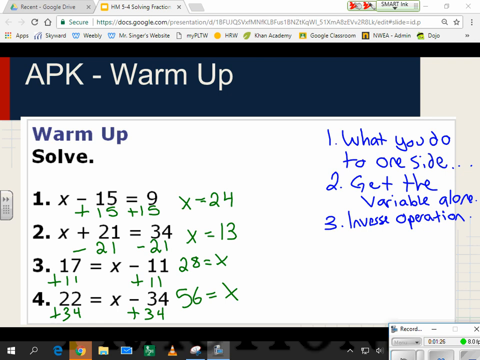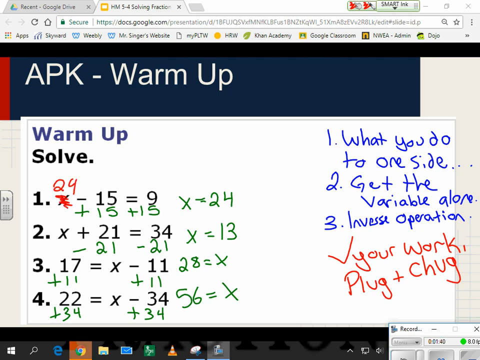So remember, to check your work, all you have to do is plug and chug. So I can plug 24 in for x. And as long as 24 minus 15 equals 9, that works. I can replace x and do 13 plus 21. That does give you 34. And so on and so on. All right, now that we got this back in our heads and we're all warmed up, let's keep her moving.